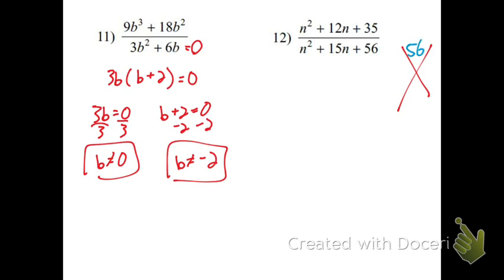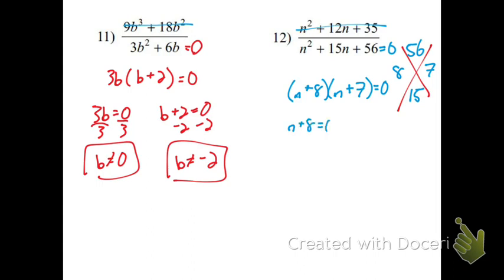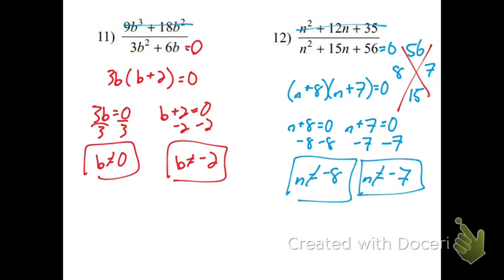56, got to multiply to 56, add up to 15. It's going to be 8 and 7. So it's going to be n plus 8, n plus 7 here. So the denominator equal to 0. Not worried about the numerators here in these cases. So I have n plus 8 equals 0. N plus 7 equals 0. Subtract 8, subtract 7. I have n is equal to negative 8. N is equal to negative 7. But wait! Those are the restricted or excluded values. So we can't be either of those.